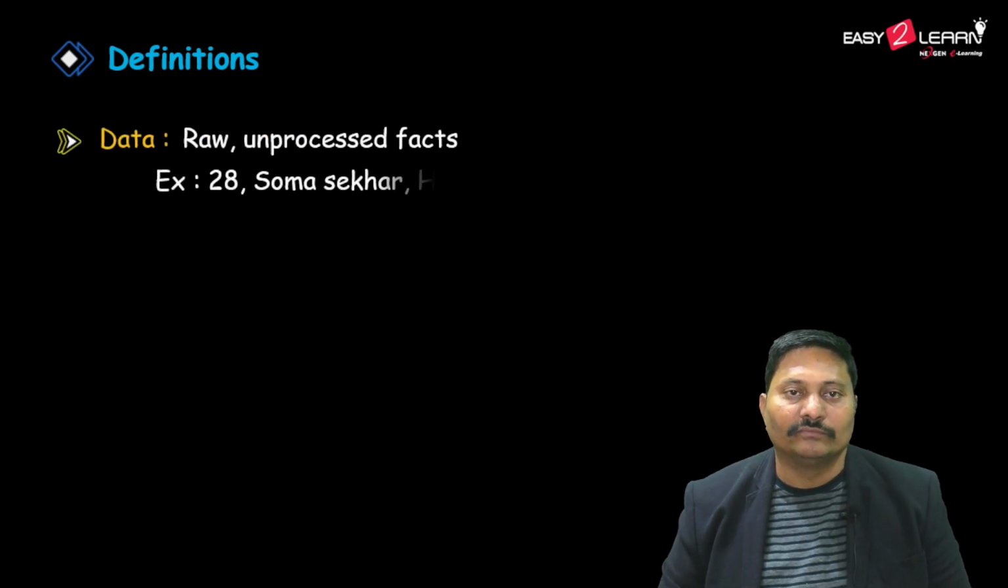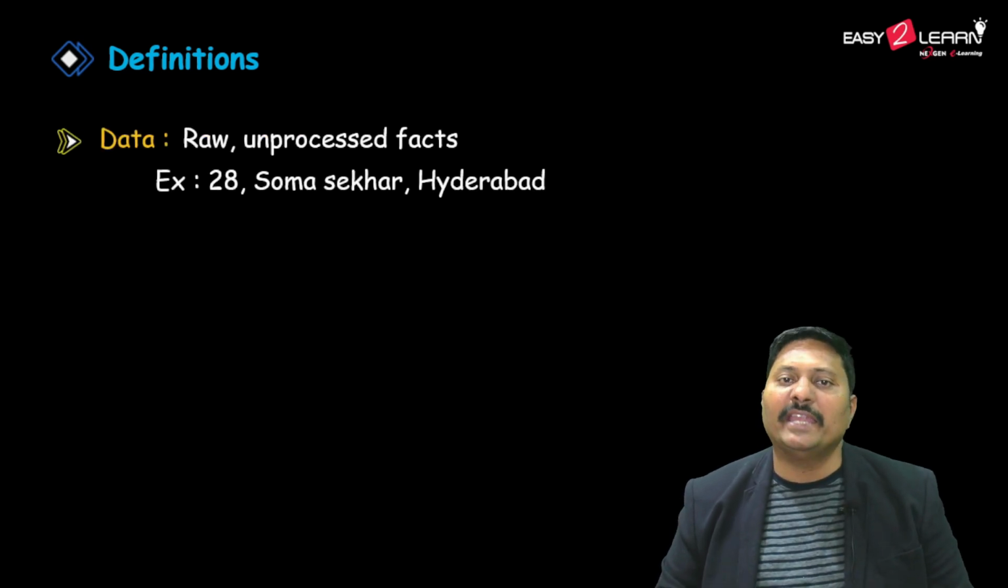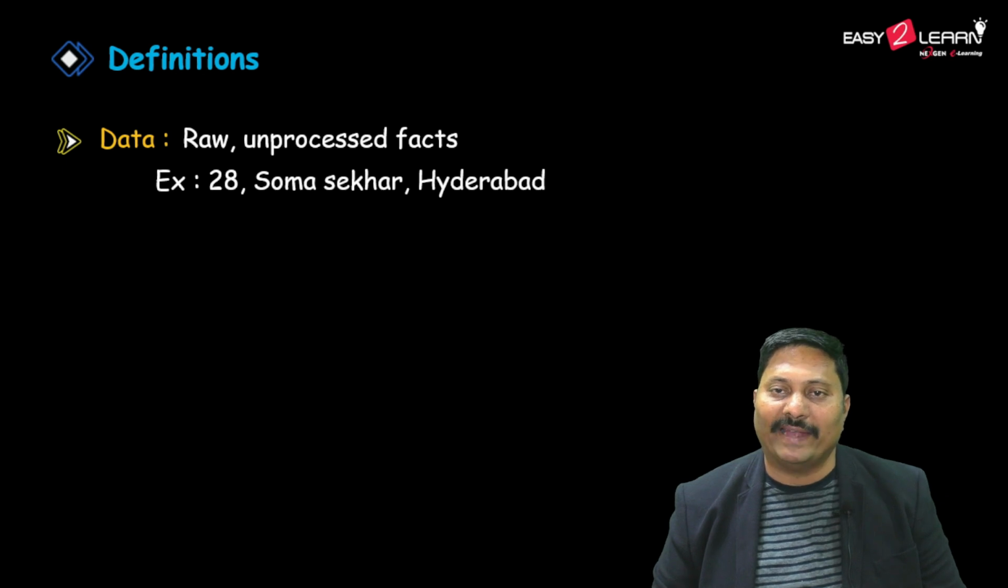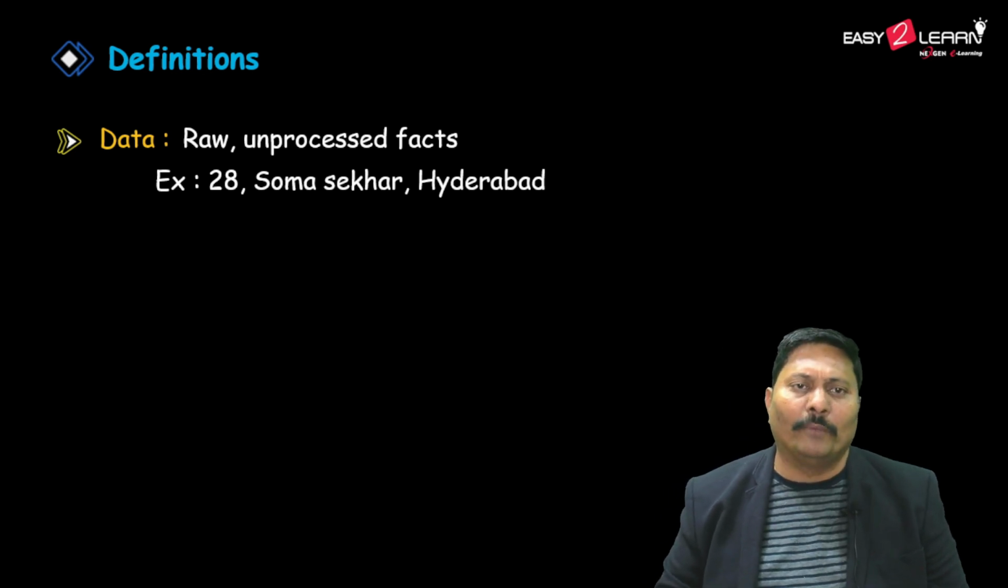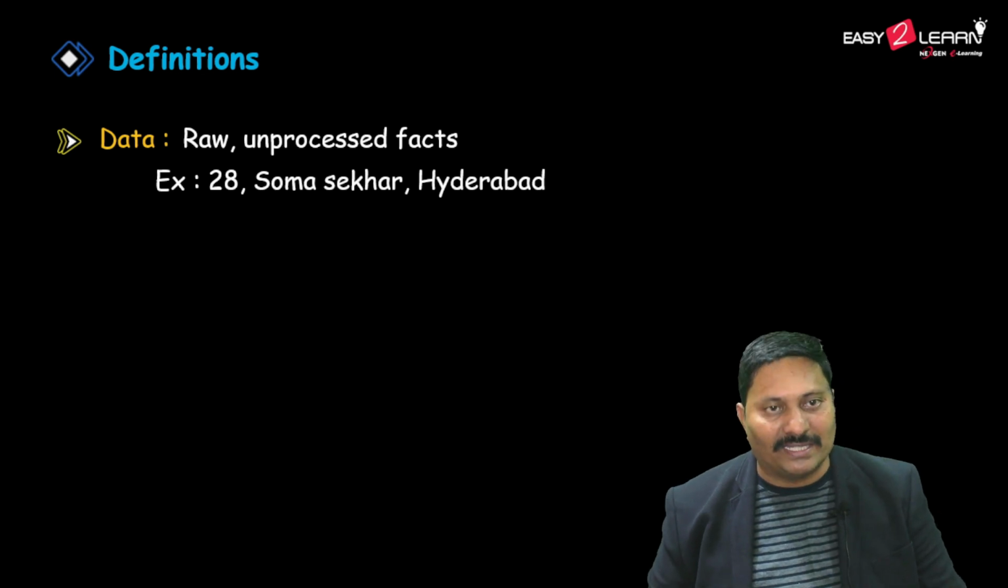So, as we discussed, first we will be looking into the basic definitions in relation to DBMS. The first one is data. Data is any facts or unprocessed facts that you can record. For example, any numbers, name of a person, name of a place, or kind of text, images, audio, video, etc. All these are called data.